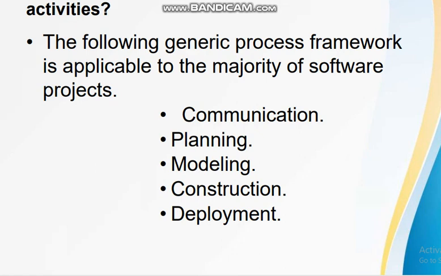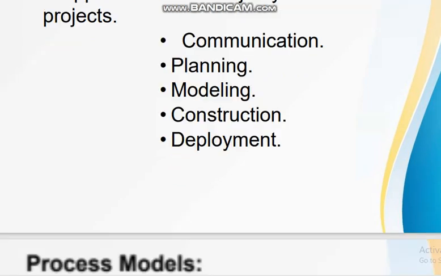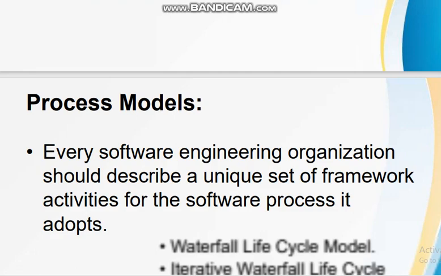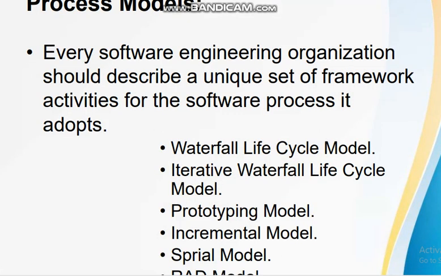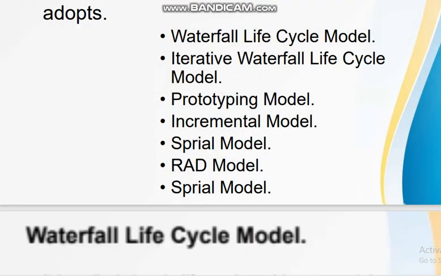In this SDLC model, there are different types of life cycle models: prototyping model, incremental model, spiral model, RAD model, waterfall life cycle model. These are life cycle models with which we can develop the software. So what are the basic steps when we are creating any type of software? What are the basic steps to develop the software?